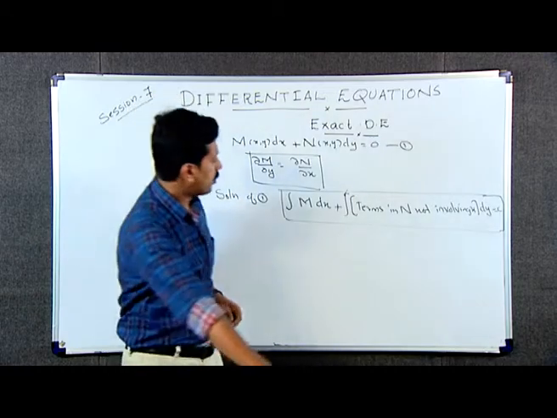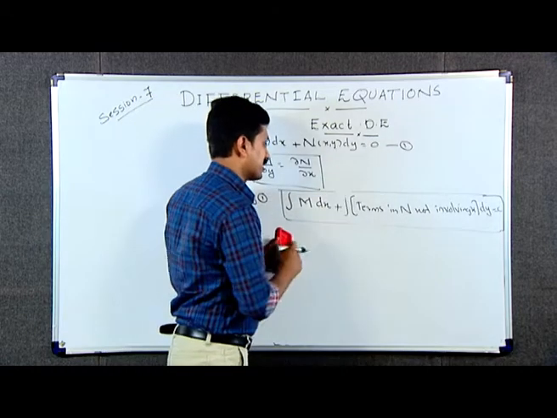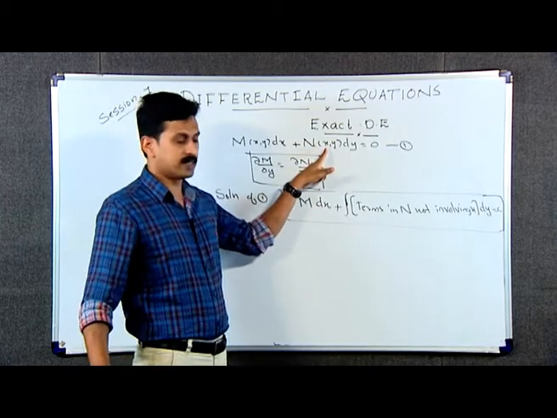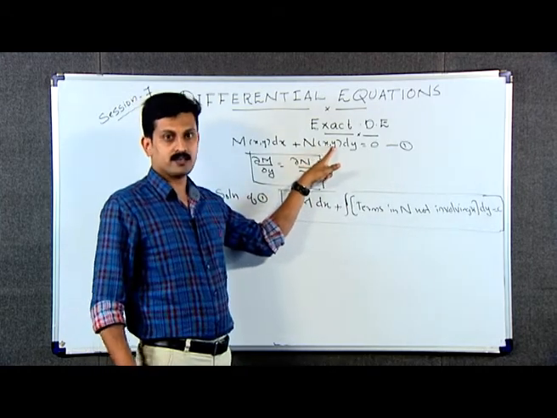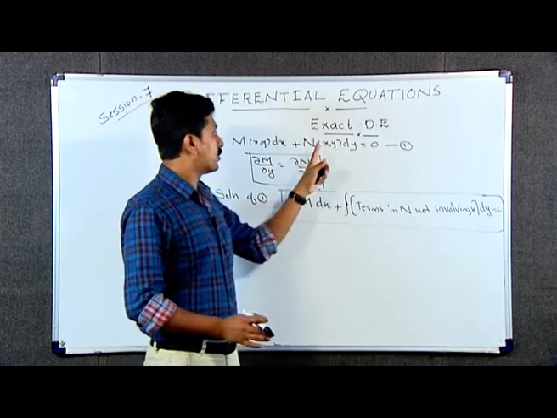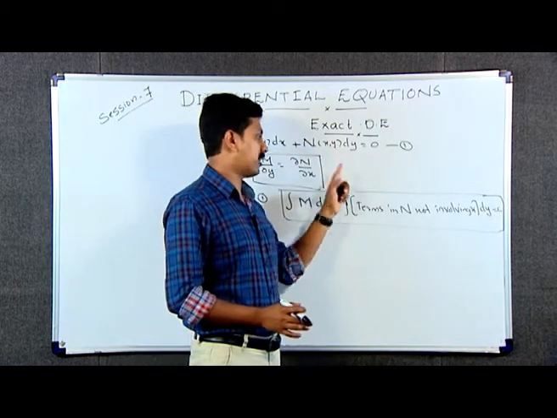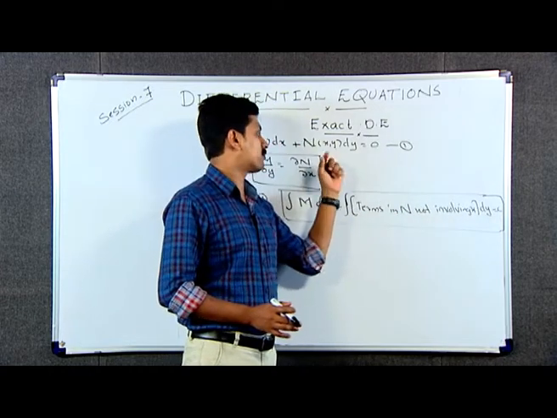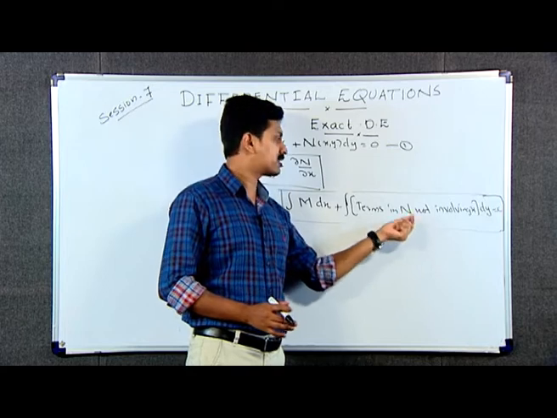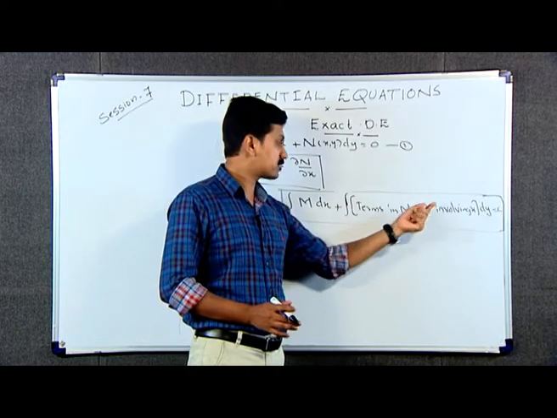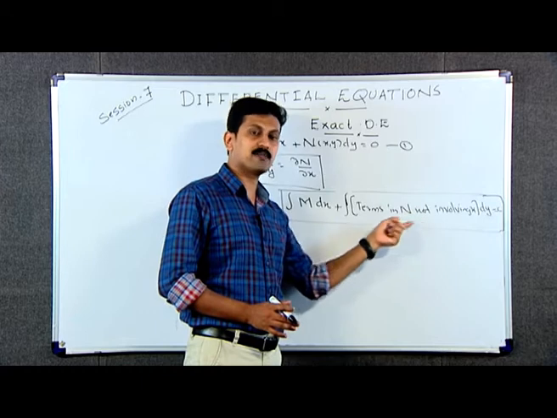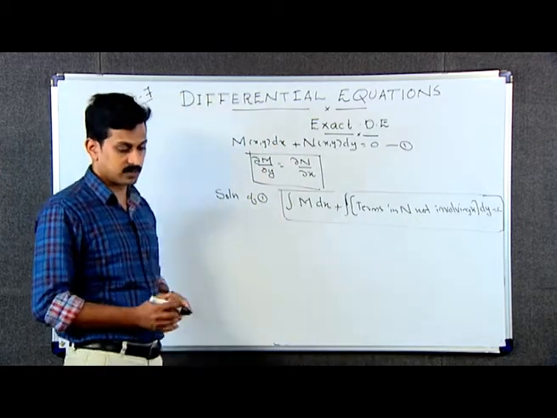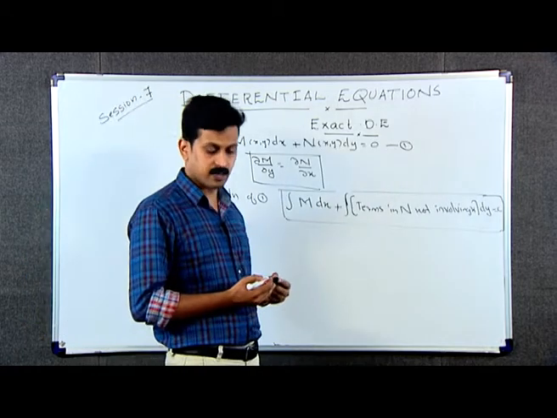Terms in N not involving x: that means in our N there are terms containing both x and y, but sometimes some of the terms come only in y. That is what we place here. We remove all the terms from N which involve at least one x, or where some part of the function contains x. You can understand that from the next example.